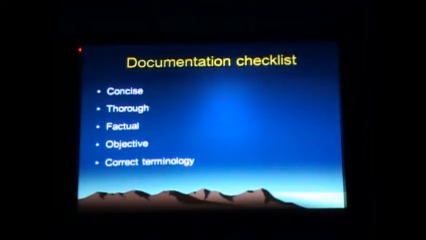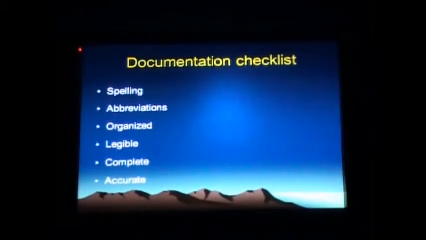So overall, your documentation checklist, when you're all said and done: concise, thorough, factual, objective, and correct terminology. Part of this is going back and rereading what you wrote. That's when you're going to catch those spelling errors, syntax, context, those kind of things. It's very important. Again, don't cast judgment, be objective, and make it a little bit of a story, a chronological, logical story.